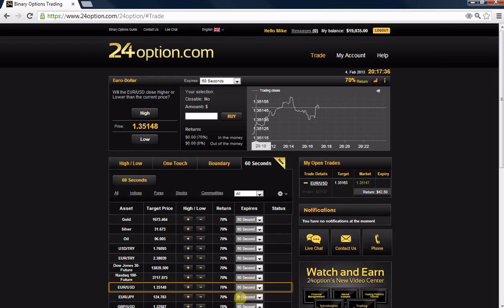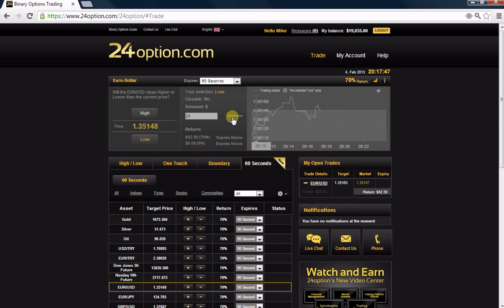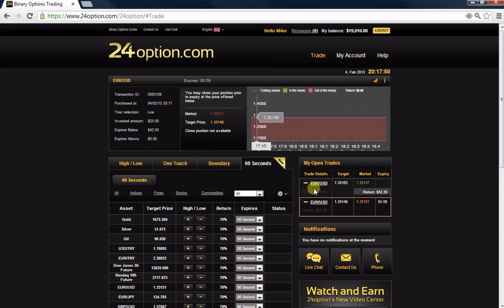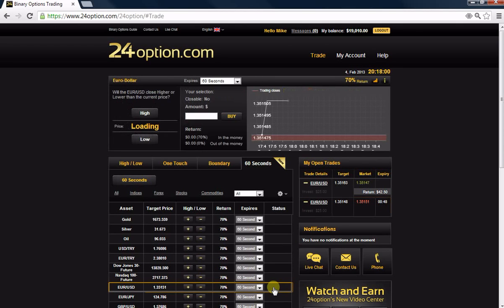Okay, what we're going to do is go again with an initial investment of $25. I'm going to go with a call and purchase it. Now we're going to get the next investment ready, Euro US dollar. Here we see the status of the previous trade, where we won $42.50.